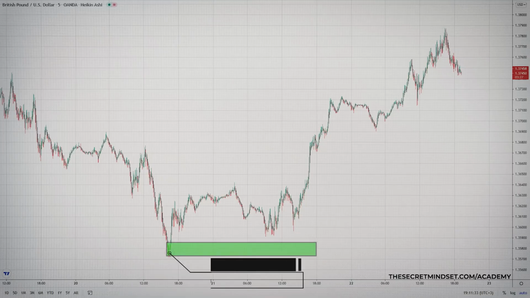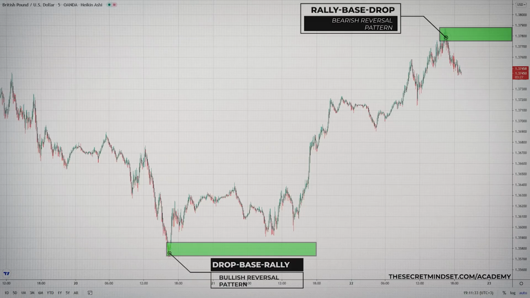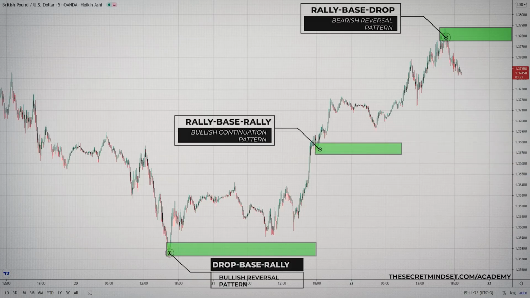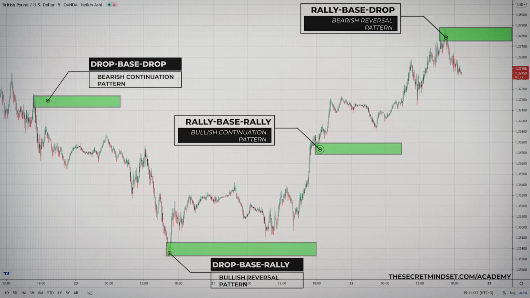The drop-based rally is a bullish reversal pattern. The rally-based drop is a bearish reversal pattern. The rally-based rally is a bullish continuation pattern. And the drop-based drop is a bearish continuation pattern.